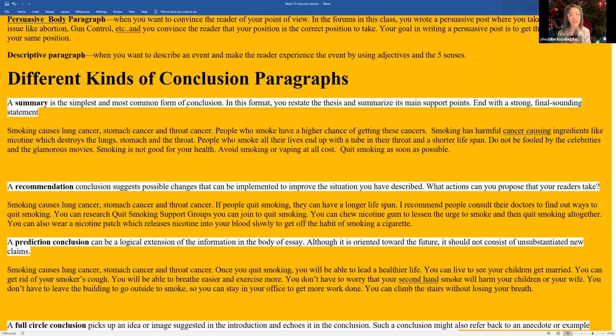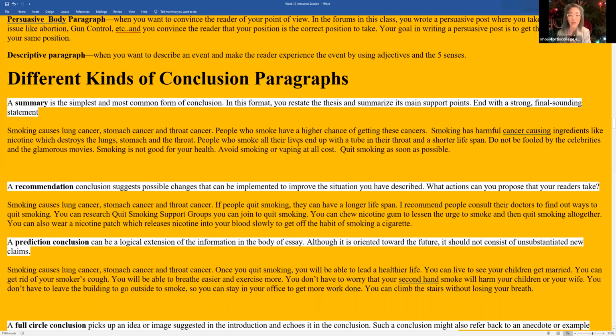You don't have to have the exact words of your thesis statement. You can reword it to make it sound better. Smoking is dangerous because it causes all of this. You can change it, reword it. But you restate your thesis statement, and then you highlight the summary highlights of your essay.